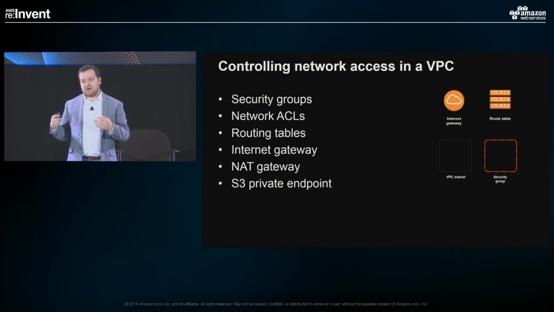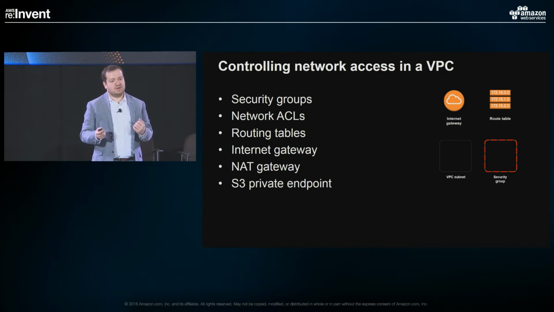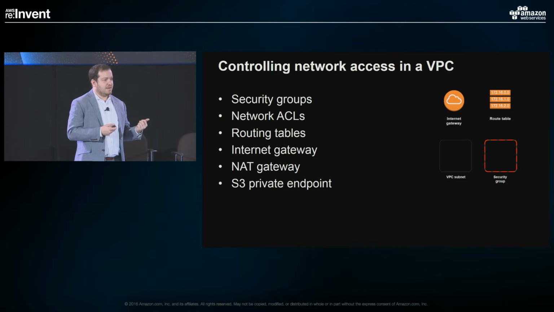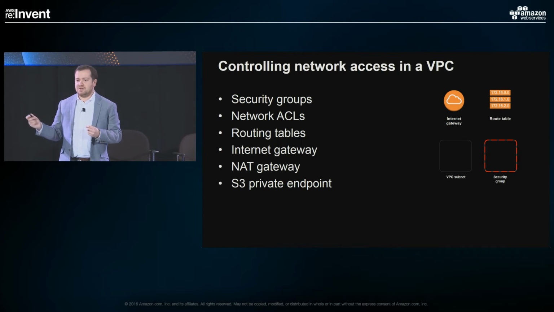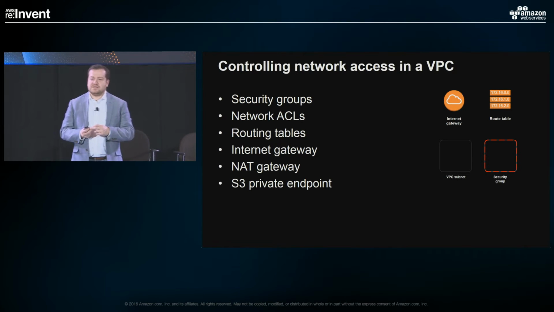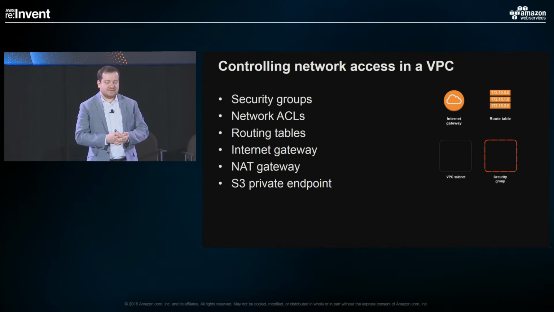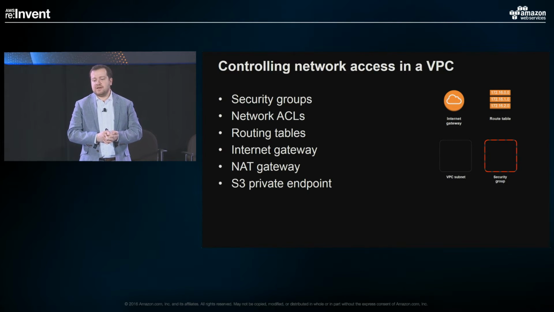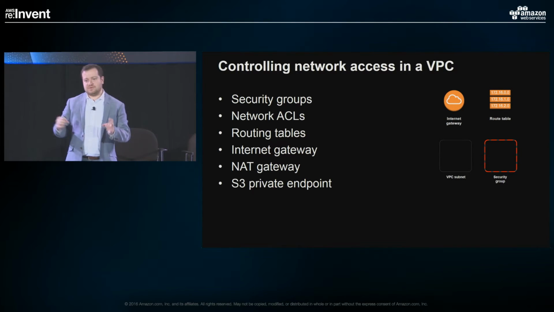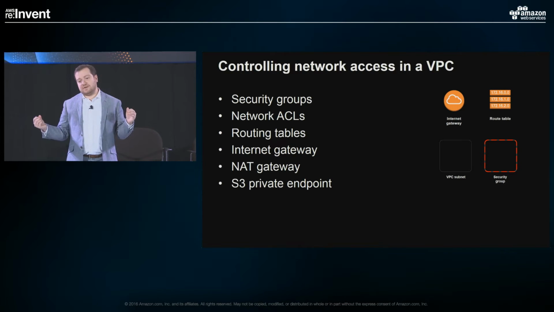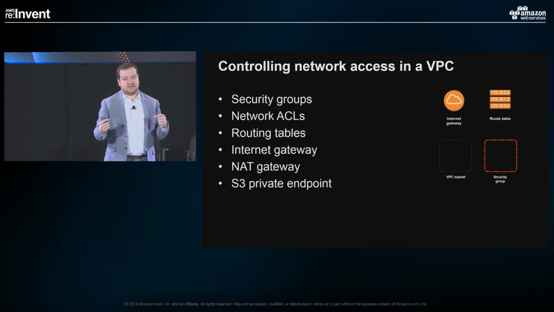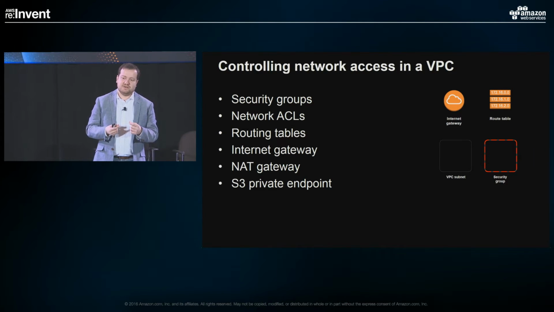Then lastly, we have something called an S3 private endpoint. So if you want to get to S3 from a public subnet and you don't want to go through NAT, you can set up an S3 private endpoint, and then you have direct routing to S3 without going out over the internet. A nice feature of the S3 private endpoint is that it allows you to give access to all of S3 or only to specific buckets. So you can apply an access policy to your private endpoint.